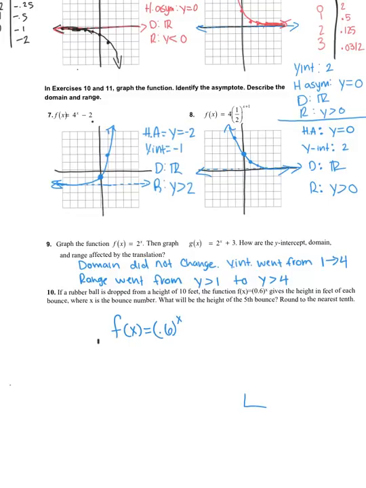Now we want to figure out the height after the 5th bounce. The way that you would do that is you would plug in 5 for x, since we know that x is the bounce number. So we would do f of 5 equals 0.6 to the power of 5, and you would just put that in your calculator. If you plug this into the calculator, you get 0.077 repeating, which they said round to the nearest 10th, so that would be approximately 0.1 feet.